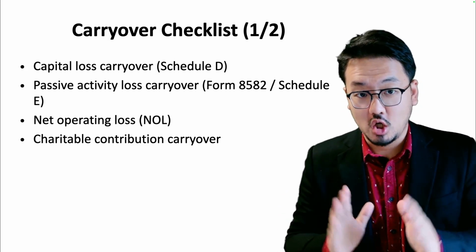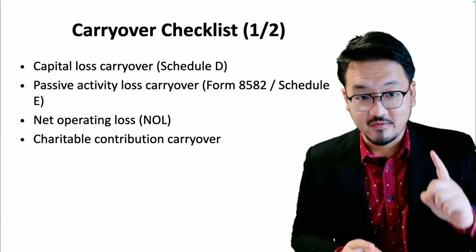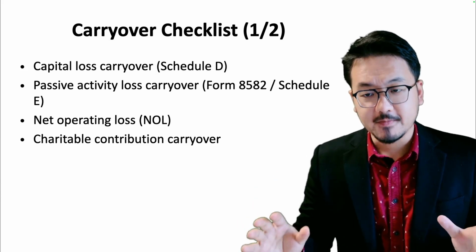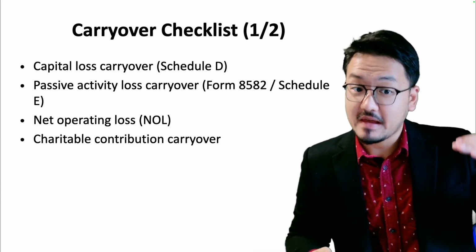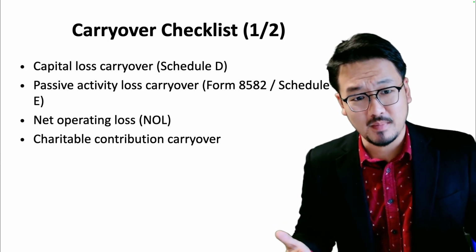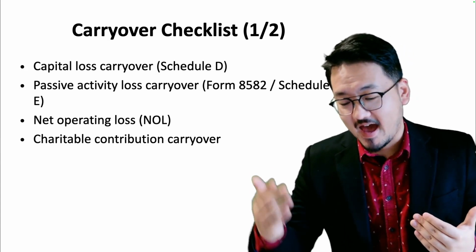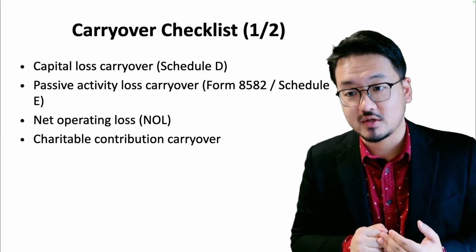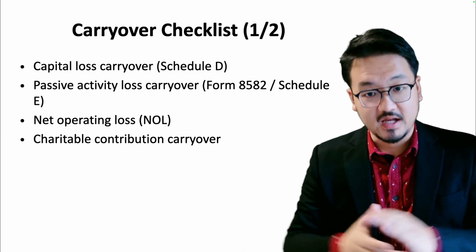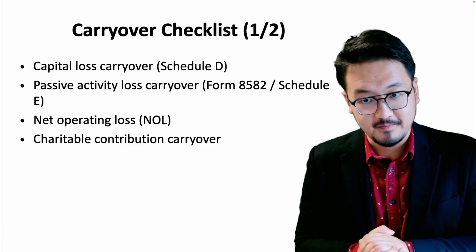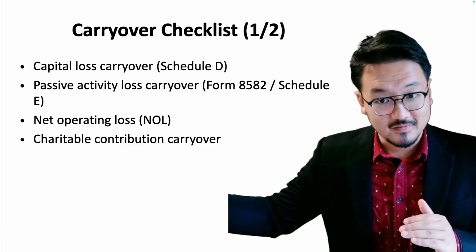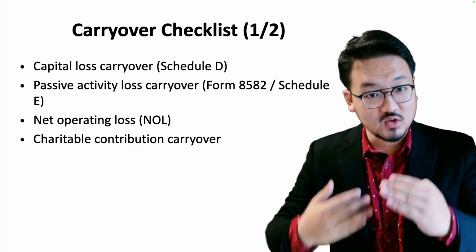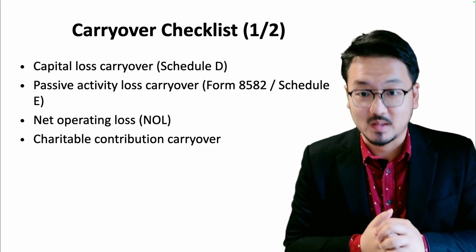If you are looking at the carryover, first is to check the Schedule D, capital loss carryover. Basically, that means if your investment goes down, you're losing money. Currently, while I'm recording this video, up to $3,000 can offset the ordinary income each year. Okay, the rest carries over. So you carry forward, and that loss can make your income a little bit lower.